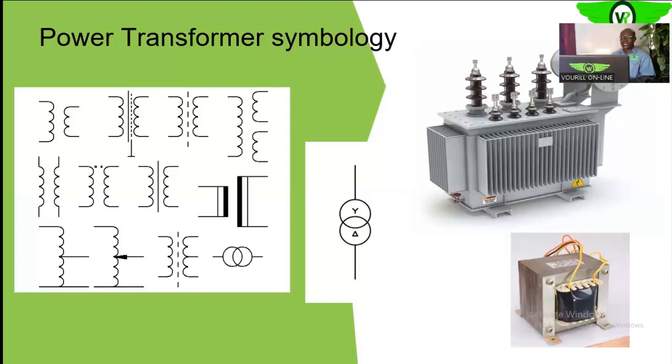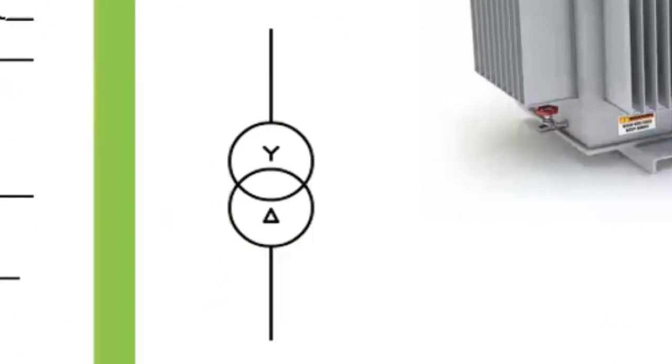Okay, so when you see two rings overlapping each other like that, you know that that is a transformer. Okay, so if you look at the middle of your screen, you will see that that symbol goes further to tell us something more about the transformer. If you look at it, you see the upper ring having a Y, and the lower ring having a delta. That tells us the kind of connections that we have in the transformer. The Y is star connected, and the delta tells us that it is delta connected.